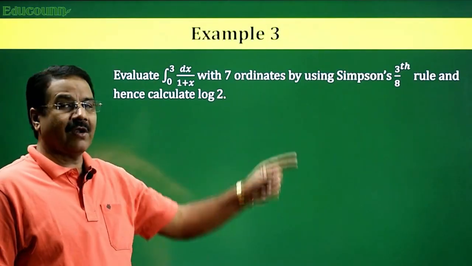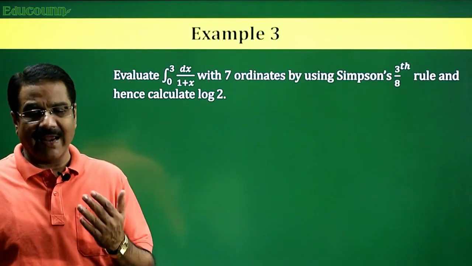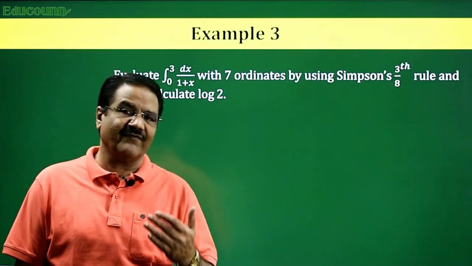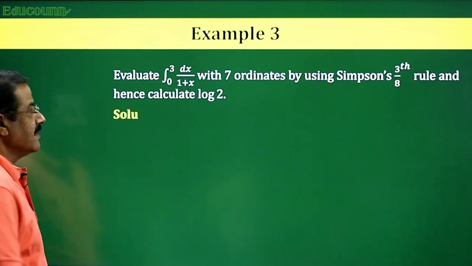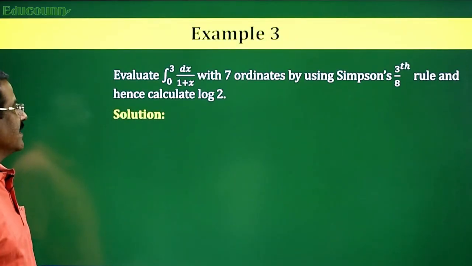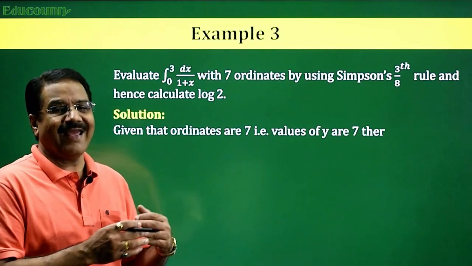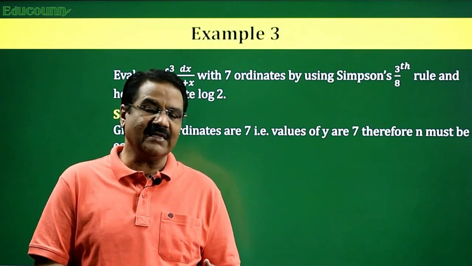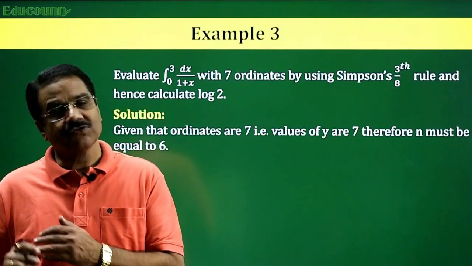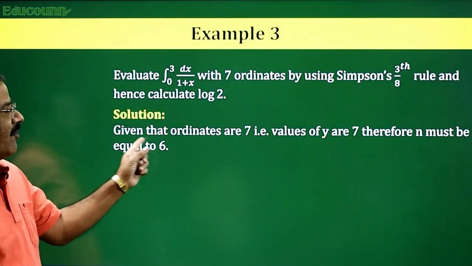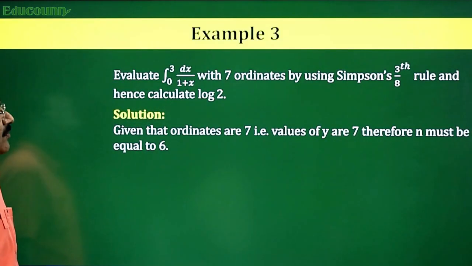One more difference if you compare with the earlier 2 examples: here 7 ordinates are given. You must know that ordinate means y readings. Values of y are called ordinates and values of x are called abscissa. So here 7 ordinates are there. Whenever y readings are 7, the value of n must be equal to 6. As we discussed earlier, when n is the number of intervals, the number of readings is n plus 1. Similarly, when ordinates are 7, that is, values of y are 7, n must be equal to 6.